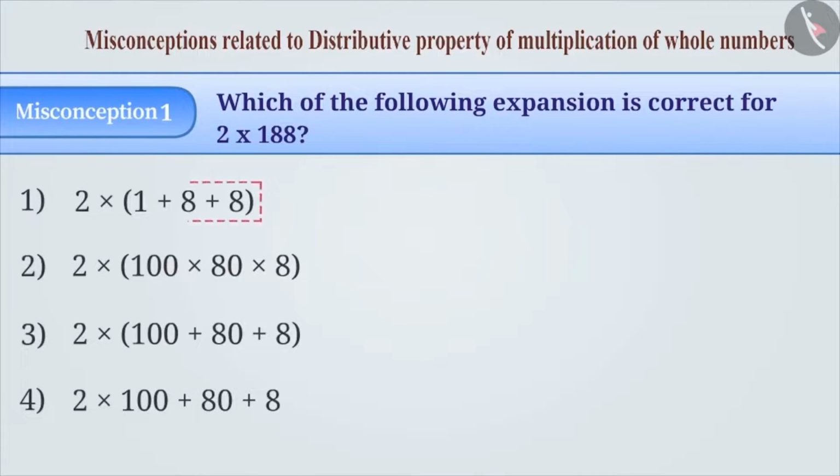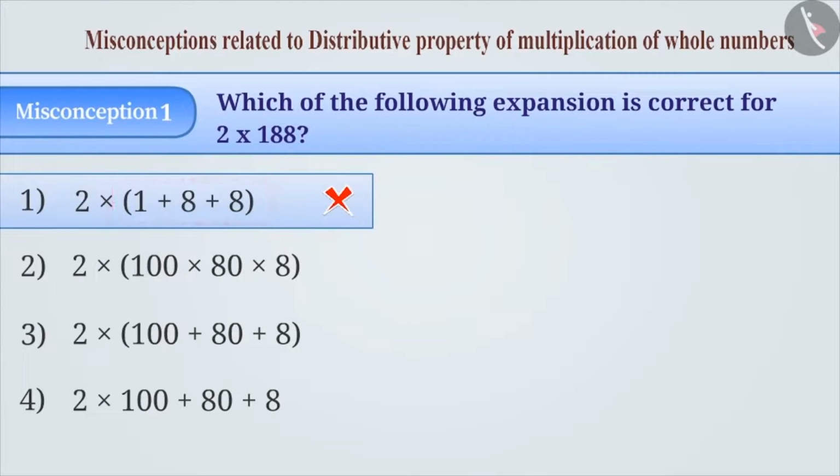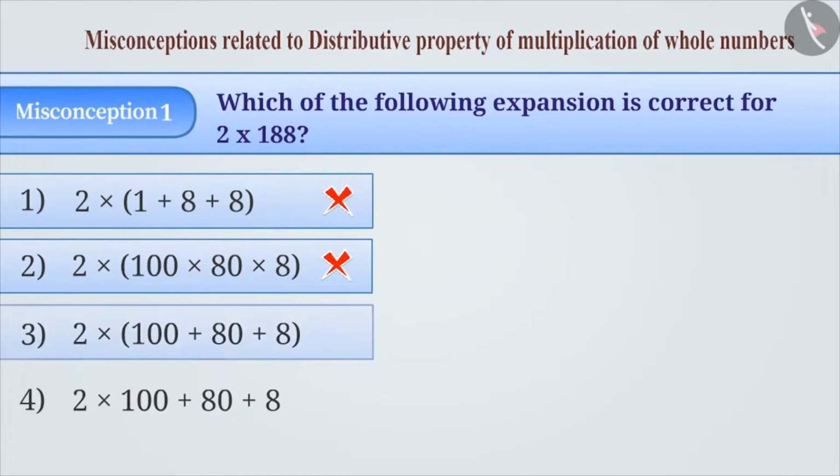Sometimes, distribution is understood as separating the digits, and option 1, which is an incorrect answer, is chosen. Similarly, instead of adding the digits, they are multiplied, and option 2, which is also an incorrect answer, is chosen. With the correct understanding, option 3 is chosen, which is the correct answer.